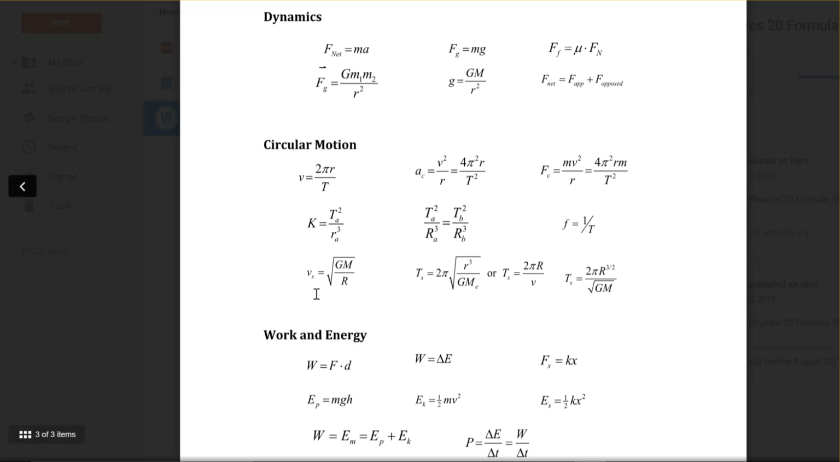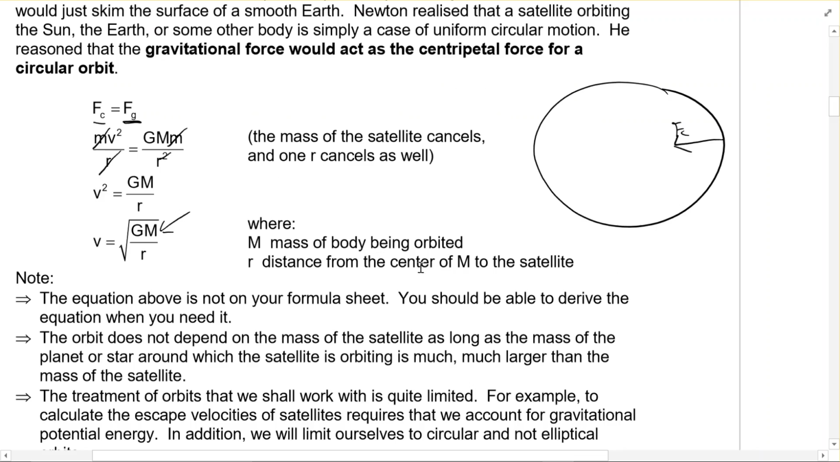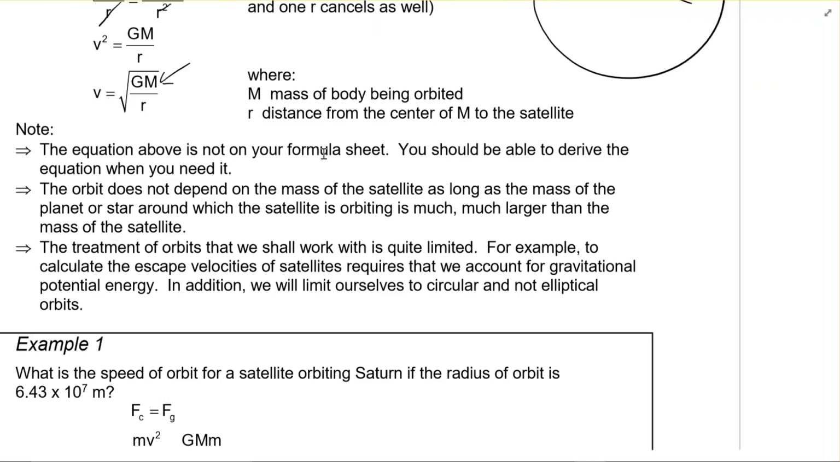Okay, so just looking at your formula sheet, this is the formula that we've just talked about there. And if you didn't get it before, the last one too is right there. So gravitational field strength. Hopefully you found that one in the last one. And here it says the equation above is not on your formula sheet. Well, lucky you guys, it is on your formula sheet. So, yeah.